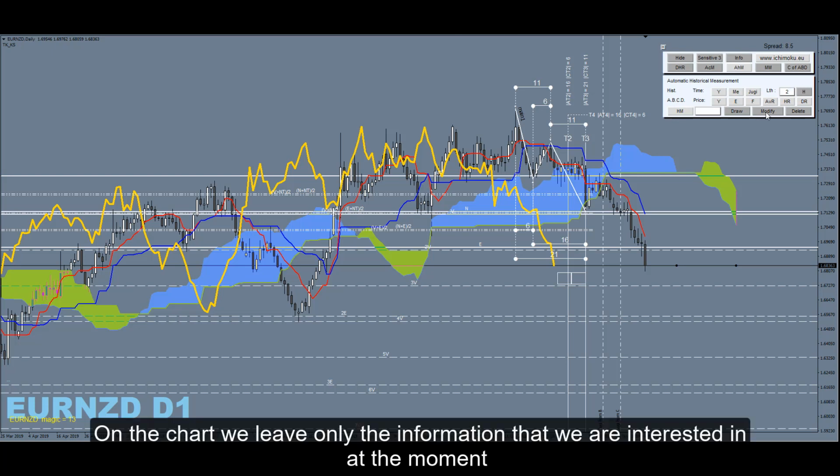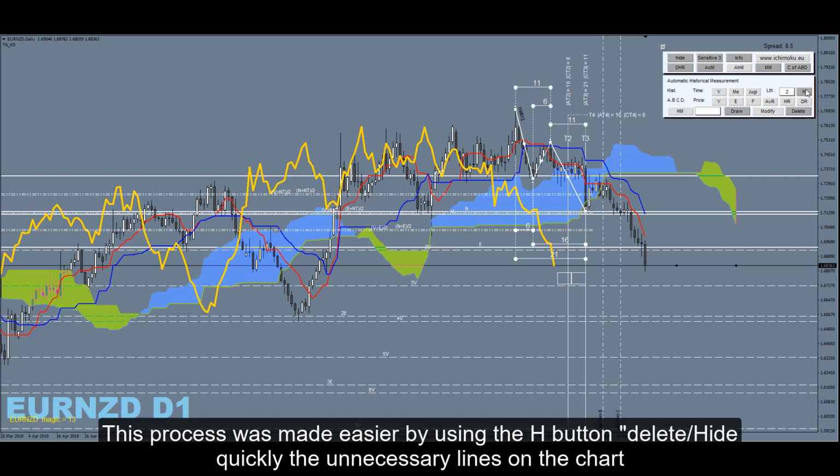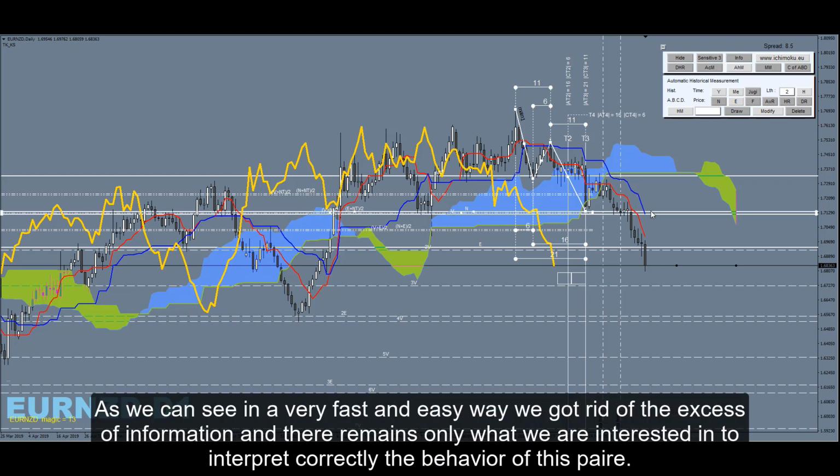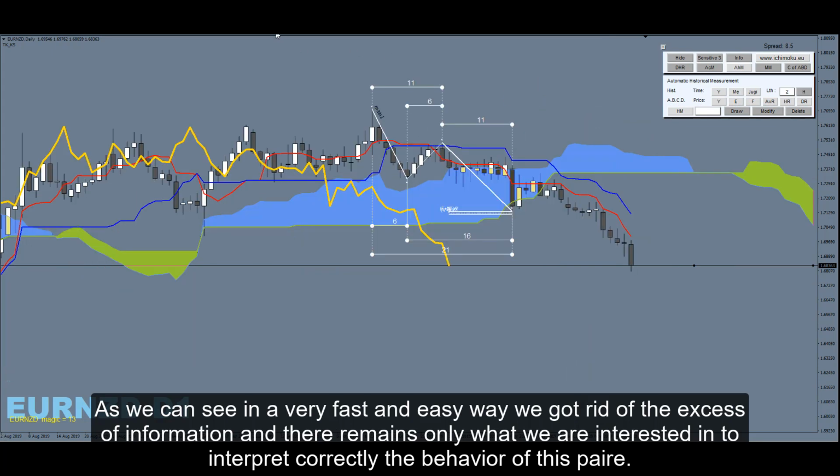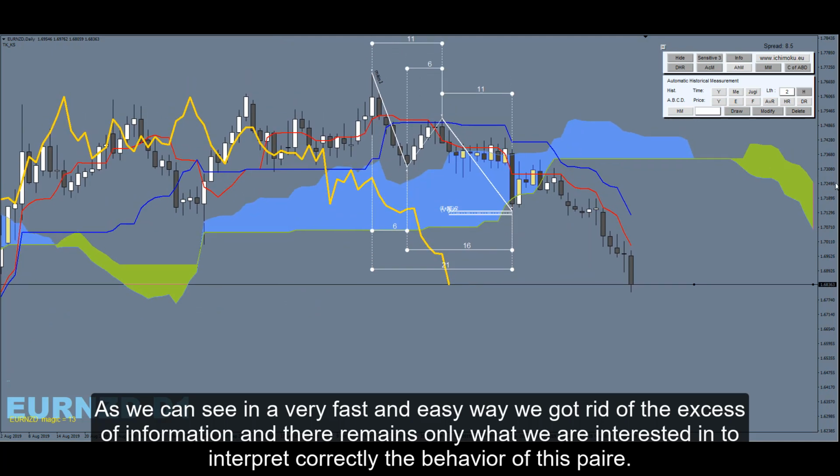On the chart, we leave only the information that we are interested in at the moment. This process was made easier by using the H button, which quickly hides the unnecessary lines on the chart. As we can see, in a very fast and easy way, we got rid of the excess of information, and there remains only what we are interested in to interpret correctly the behavior of this bear.